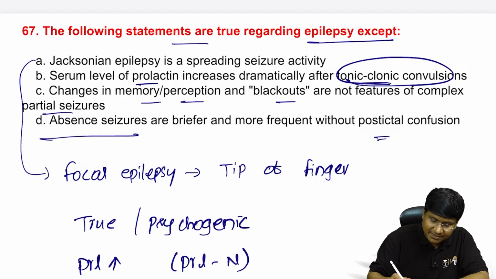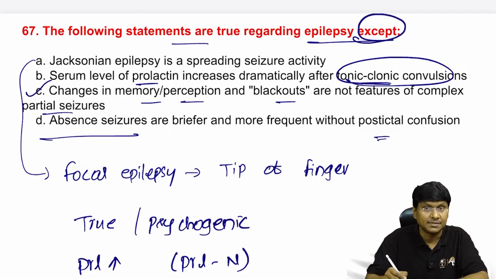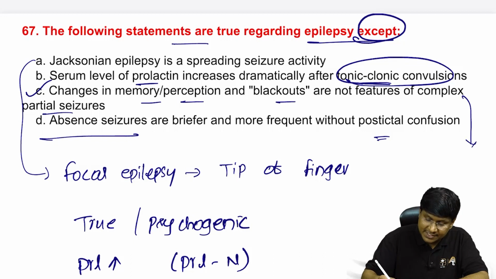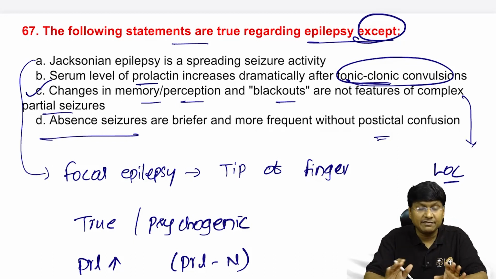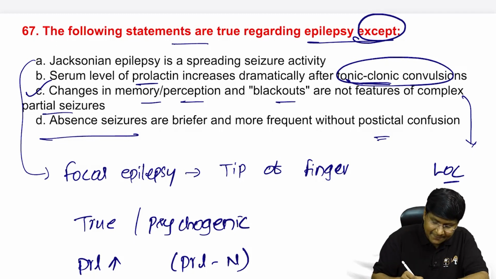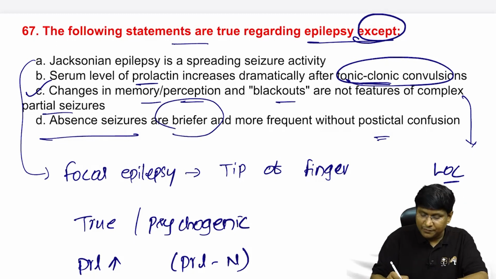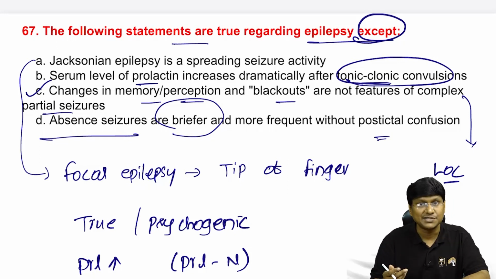Changes in memory or perception and blackouts are not the features of complex partial seizures is a wrong statement, right? That is the except. In case of complex partial seizures, there will be loss of consciousness, blackouts, and memory impairment. Okay, and absent seizures are briefer and more frequent without post-ictal confusion. That is a true statement.